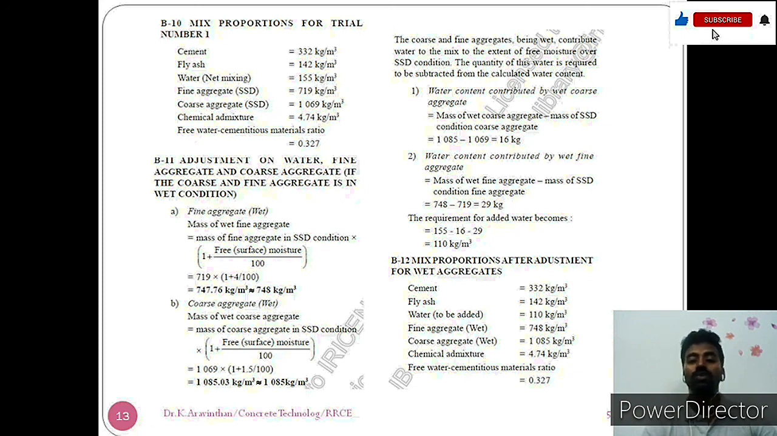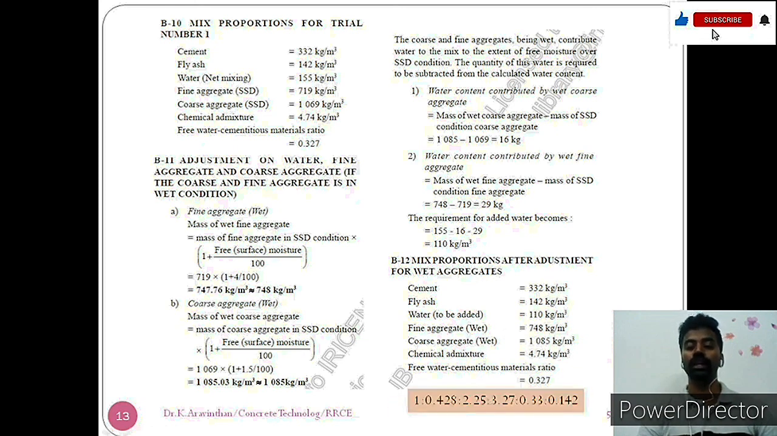So that is 155 minus 16 minus 29. So this will be the amount of water which is required to hydrate the cement content. So why do you need water? Water is required to hydrate. So right now here we have theoretically found that 1110 kg per meter cube is enough for getting the M40 grade concrete. So finally, after the adjustment, you are having the mix proportion value.